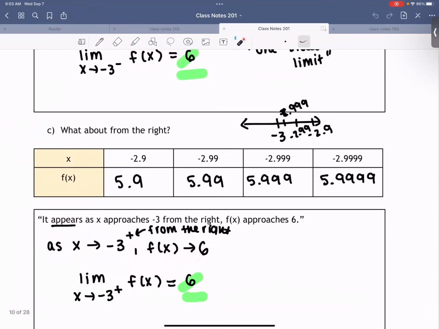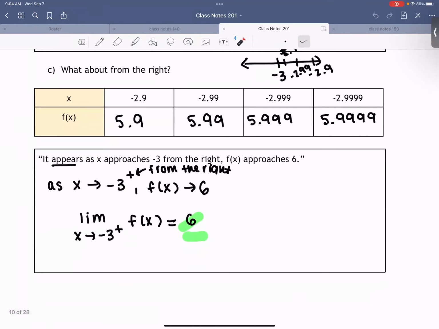Okay. We did the same thing, but on the right-hand side. So we plugged in x values very, very close to -3, and we got y values that also got very, very close to 6. We said the limit as x approaches -3 from the right-hand side of our function equals 6 as well.